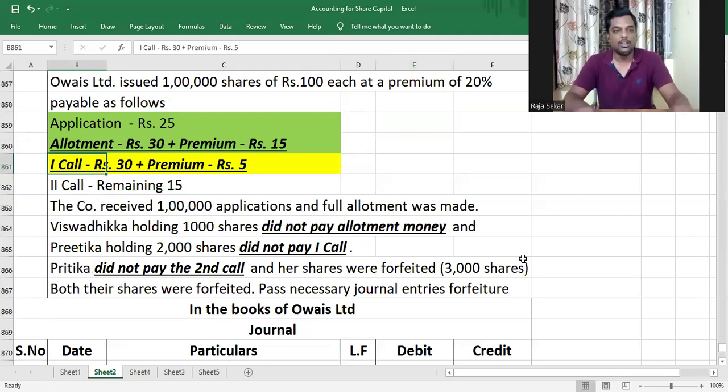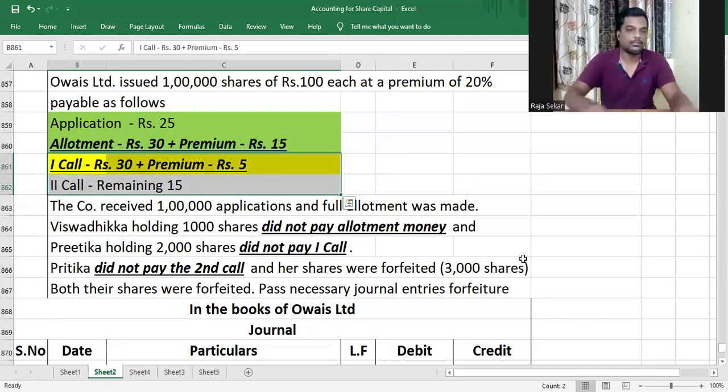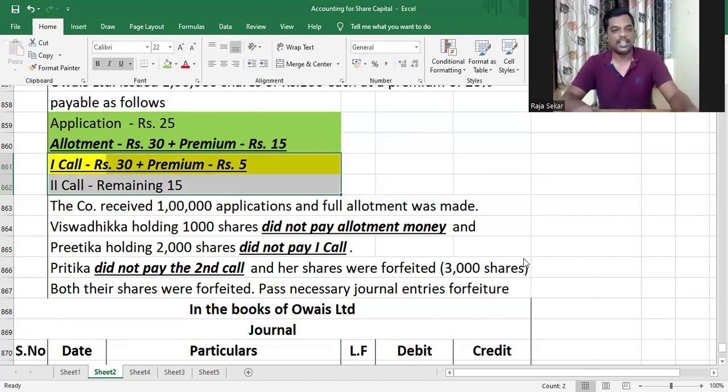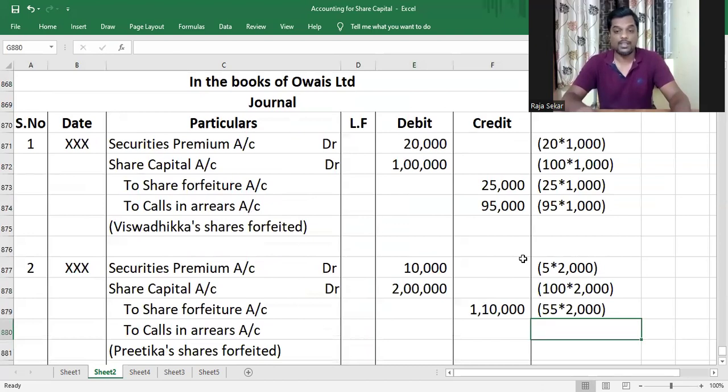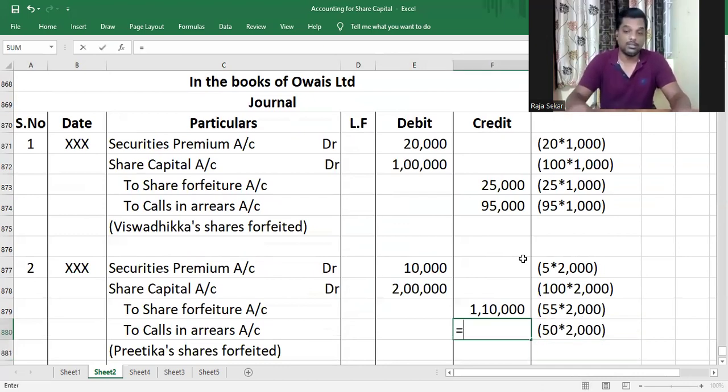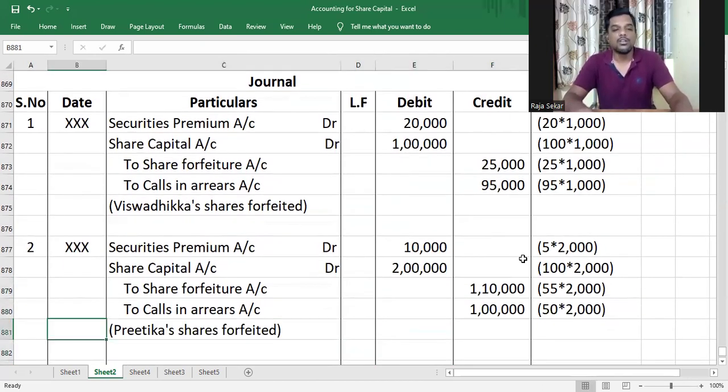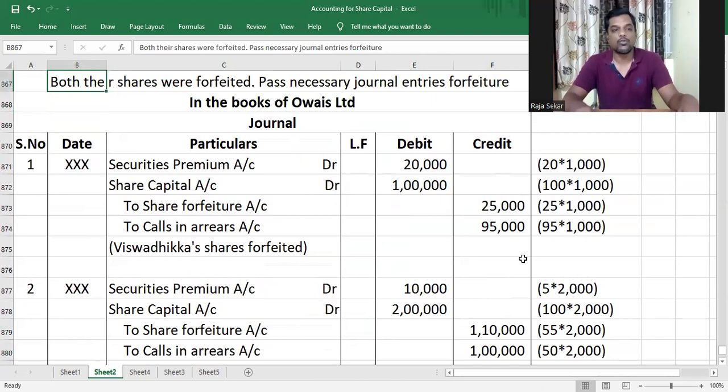And calls in arrears will be the unpaid portion of premium and capital. Understood or not, my dear children? What Pritika did not pay is first call and second call, and the first call and second call together is 35 plus 15, which is 50 rupees. 50 rupees is the unpaid portion of capital and premium. So that 50 multiplied by 2000. Understood or not, my dear children? 50 into 2000 is 1 lakh. So thus we account for Pritika's forfeiture.